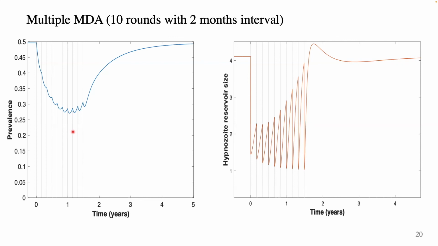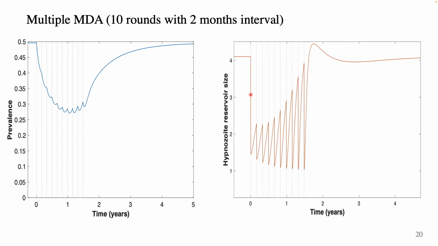So why is that? If we look at the average hypnozoite reservoir size over the time period, we can see that the radical cure can reduce the hypnozoite reservoir size, but since individuals are still getting mosquito bites, before the next 2 months the hypnozoites start to build up more than the radical cure decreases the size. So effectively, the radical cure doesn't have much more effect. That's why in the next rounds of MDA the prevalence is already up, so it cannot bring the prevalence down more.